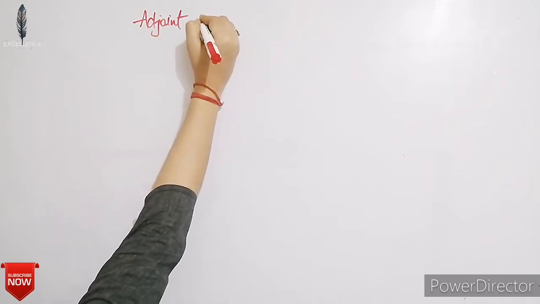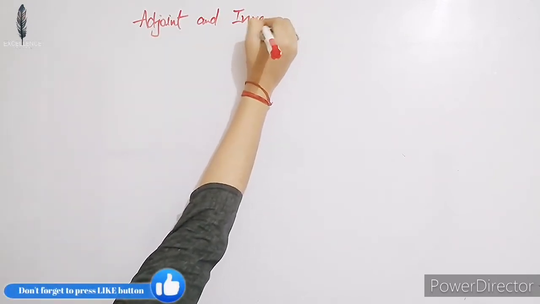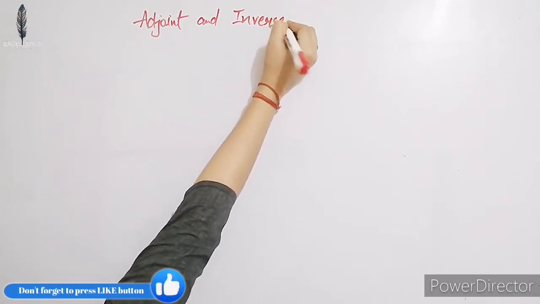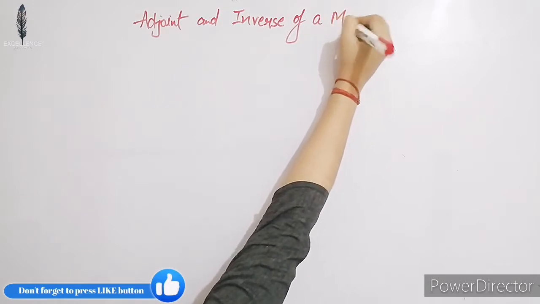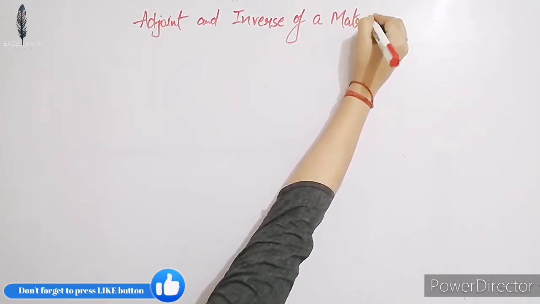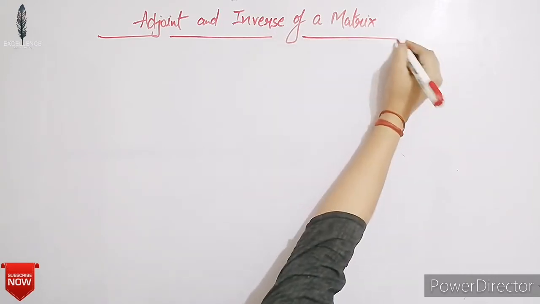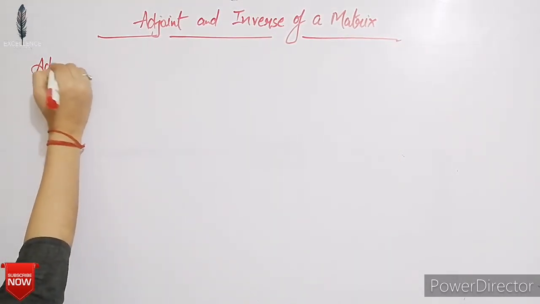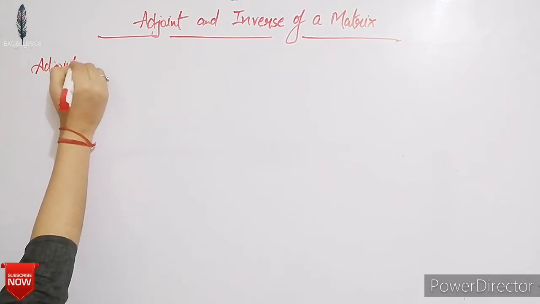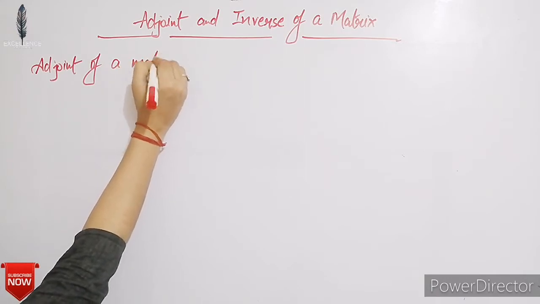Today we are going to discuss adjoint and inverse of a matrix. So here let's discuss what is the adjoint of a matrix.